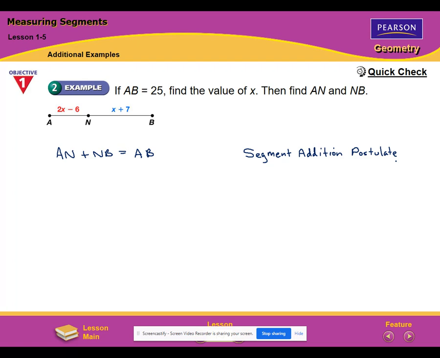Now, for the purposes of this problem, what we want to do is replace AN with 2x minus 6, and replace NB with x plus 7, and replace AB with 25. Now, what does it mean? I'm using the word replace, but what word do we have in math for replace? That's substitution. So we're substituting here.